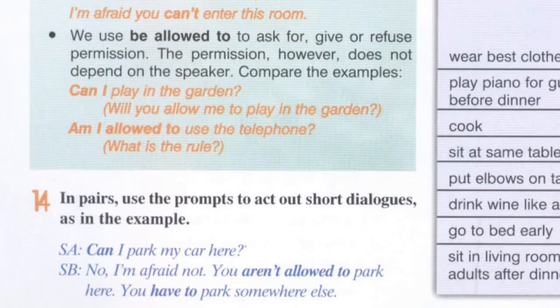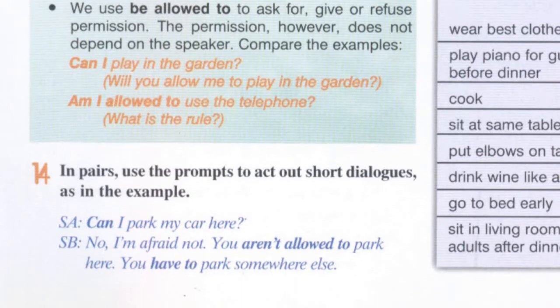So look at exercise part 14. In exercise part 14, you have to come up with dialogues based on the situation or prompts given to you. We can't form pairs of students, but please do this exercise on your own and read it aloud to yourself. We cannot skip the conversation parts. Look at the example. Student A and B are talking together, and A starts with, "Can I park my car here?" "No, I'm afraid not. You're not allowed to park here. You have to park somewhere else."